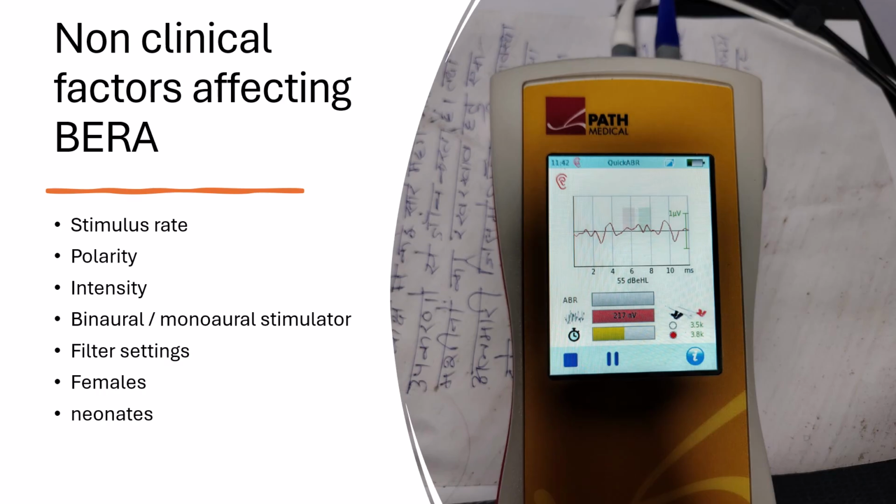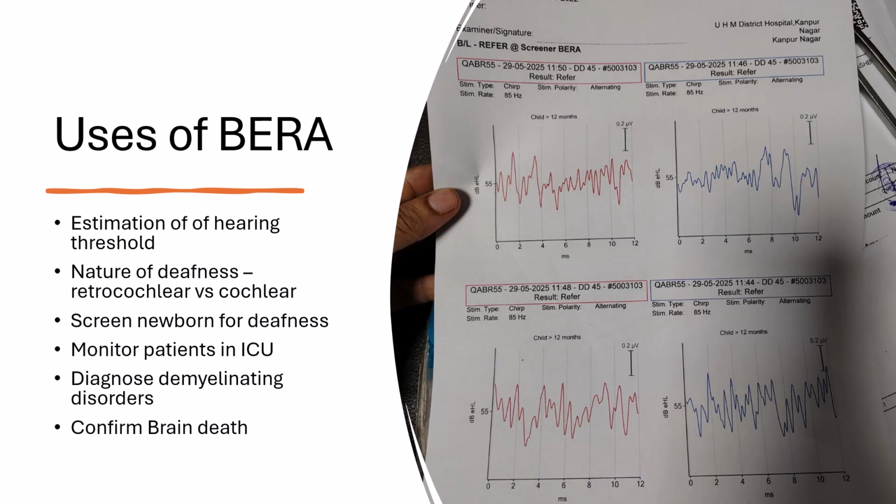Now, non-clinical factors affecting BERA. So the interpretation errors can be due to high stimulus rate, then polarity of clicks, then gender. Female responses are often faster, then neonates versus adults, electrode placement or poor skin contact. Always repeat in doubt. So uses of BERA: BERA is invaluable for threshold estimation in neonates, identifying cochlear versus retrocochlear deafness, then ICU monitoring, confirming brain death, diagnosing central auditory disorders, evaluating the maturation of auditory pathways, etc.